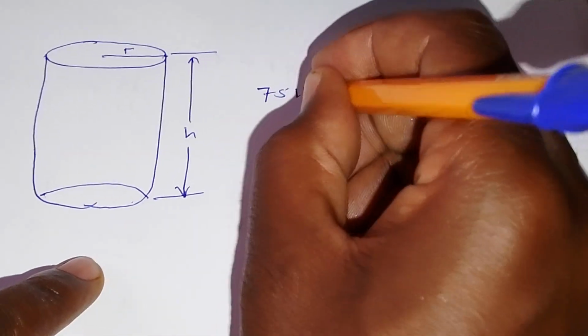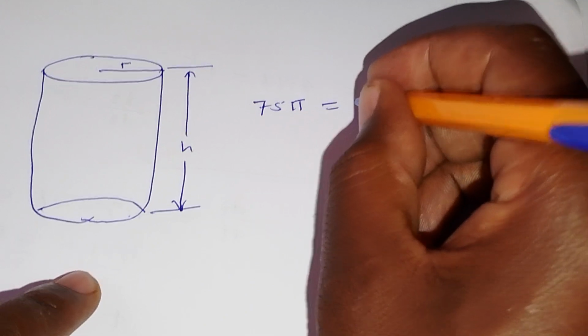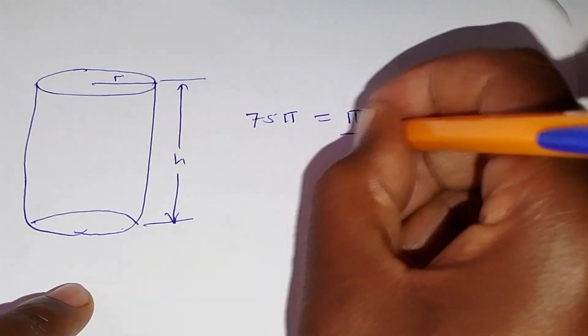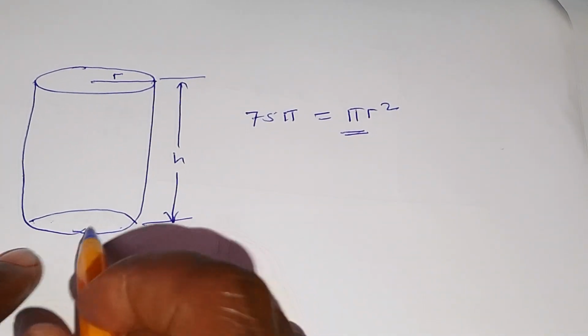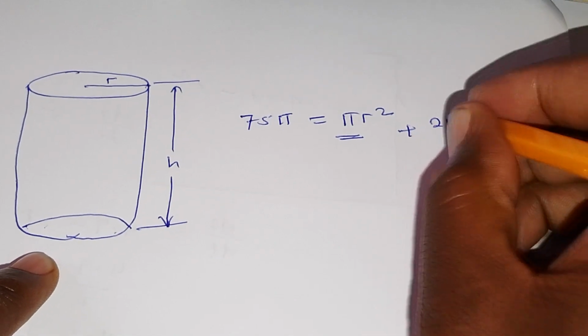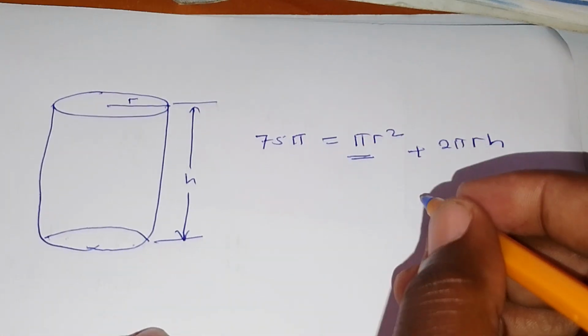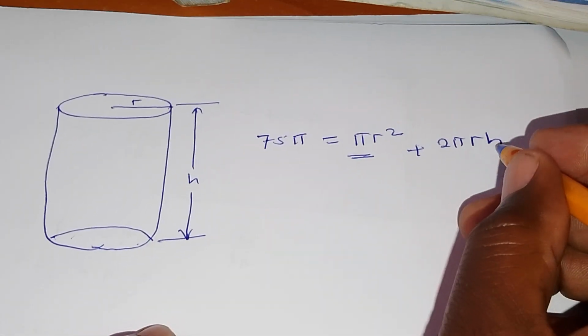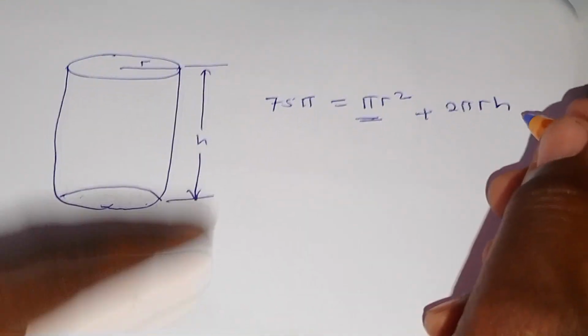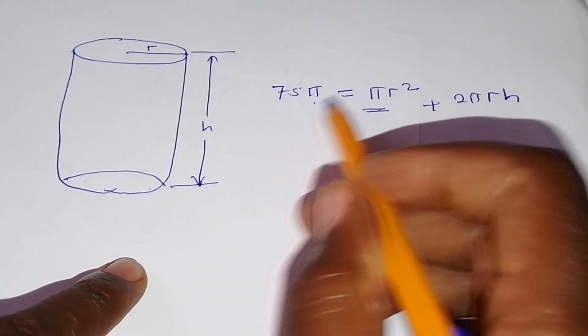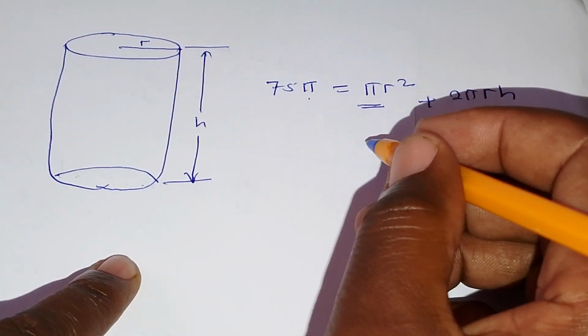So 75 pi is going to be equal to pi r squared, so this is the area of the base, plus the curved surface area, which is 2 pi rh. Okay, so I'm going to make h the subject of the formula, but before then I can see that pi hangs loose, so I can divide by pi everywhere.